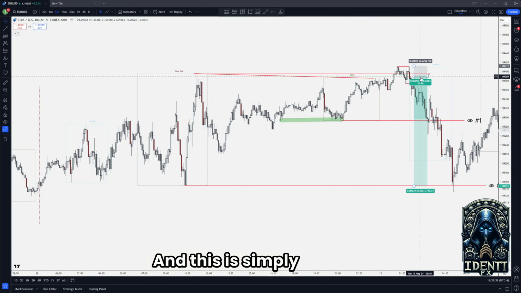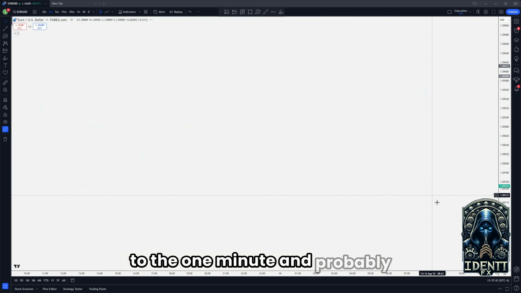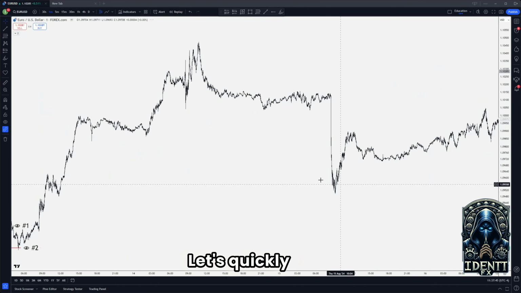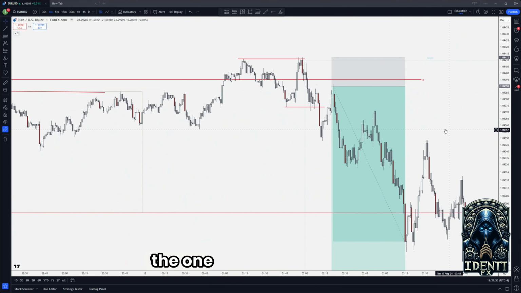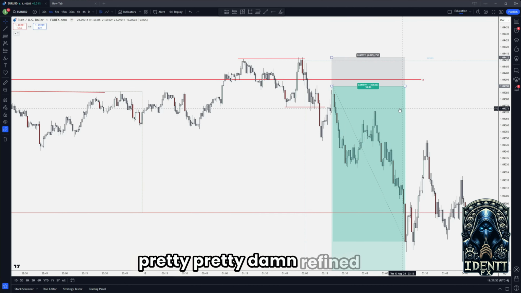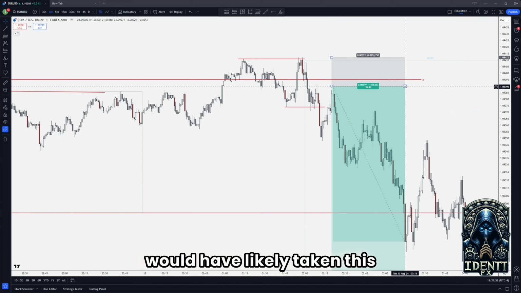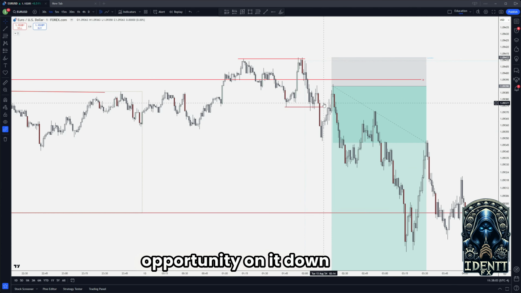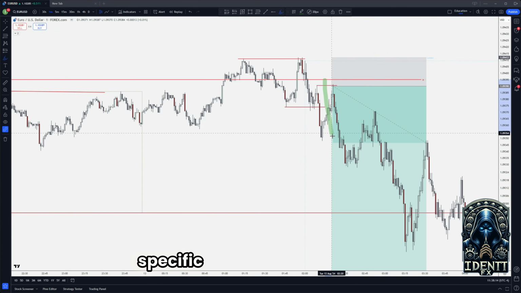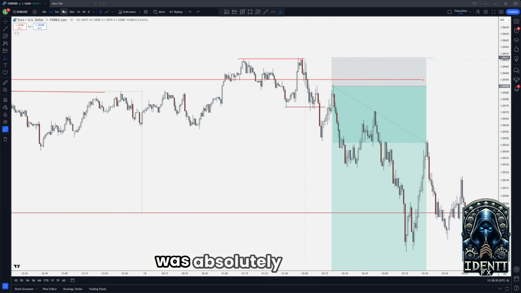And this is simply on the 5-minute chart, by the way. You can easily go to the 1 minute and probably refine this even more. Let's quickly look at the 1 minute here. And I must admit that looking at the 1 minute here, this is pretty damn refined. So this is a very clean entry. And I would have likely taken this from the 5 minute nonetheless, because there's no real opportunity other than we could have probably looked at this specific price leg right here to take an entry off. This 5 minute entry was absolutely beautiful.